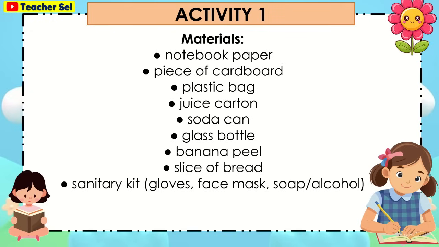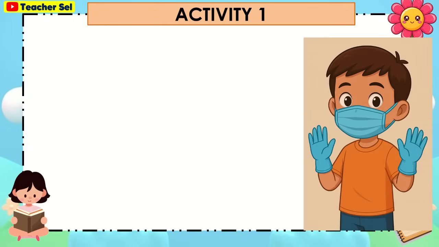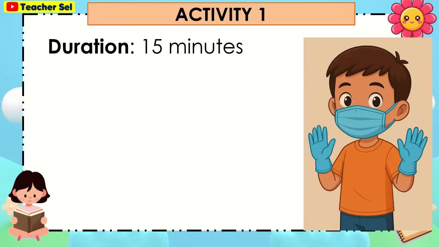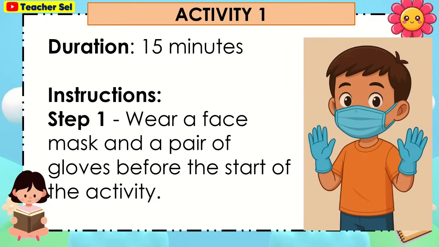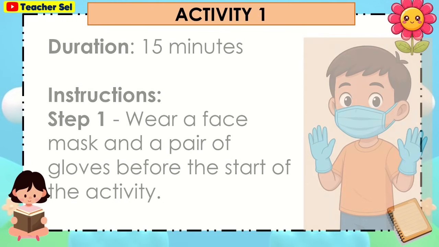Here are the materials needed: notebook paper, piece of cardboard, plastic bag, juice carton, soda can, glass bottle, banana peel, slice of bread, sanitary kit, gloves, face mask, soap, or alcohol. The duration of this activity is 15 minutes. Here are the instructions. For step 1, wear a face mask and a pair of gloves before the start of the activity.